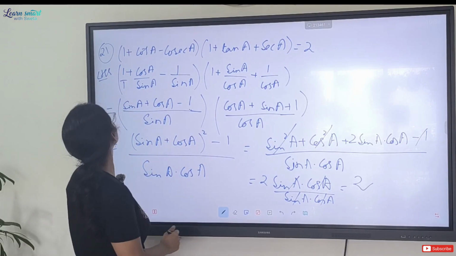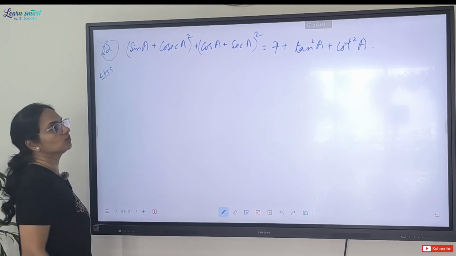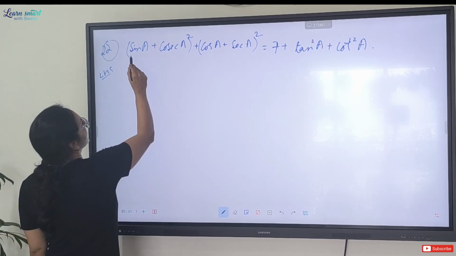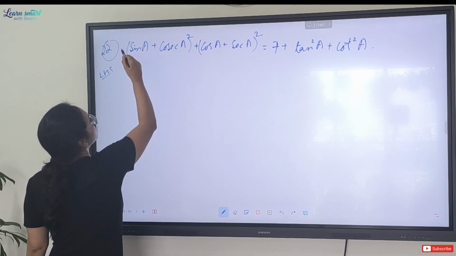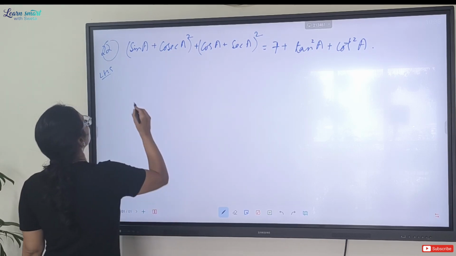Let's see the next question. So what do we do over here? Sin A plus cos A whole square. Let's do here A plus B whole square and here also A plus B the whole square. And let's see what we get.